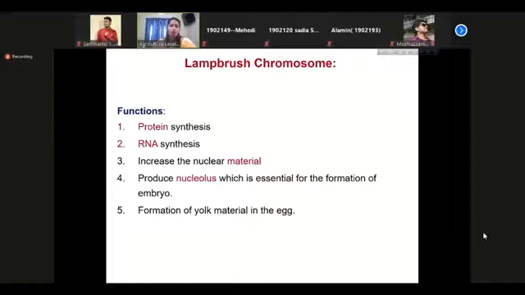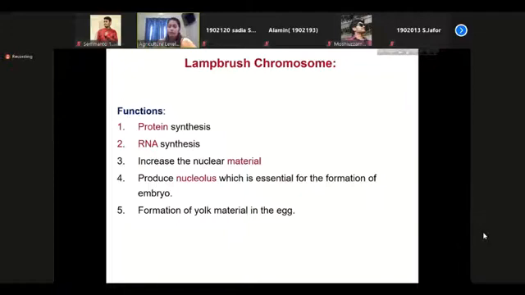They also produce nuclear material, increasing the nuclear material. I told you that cells which have the Lamb-Brush chromosome have a high rate of RNA synthesis because the Lamb-Brush chromosome loops have repeated genes. Due to the repetition of the genes, the rate of synthesis is high. That's why the nuclear material increases and produces nucleolus, which is essential for the formation of the embryo.